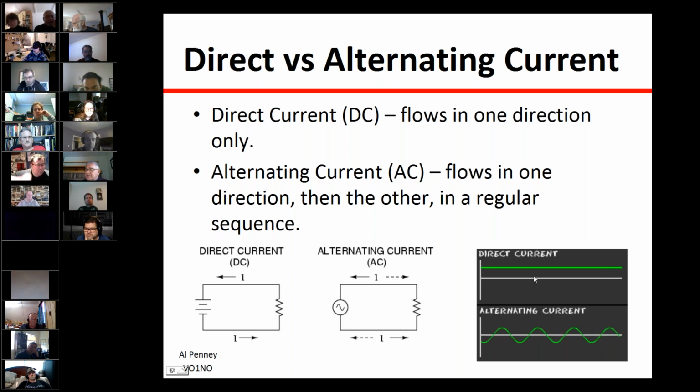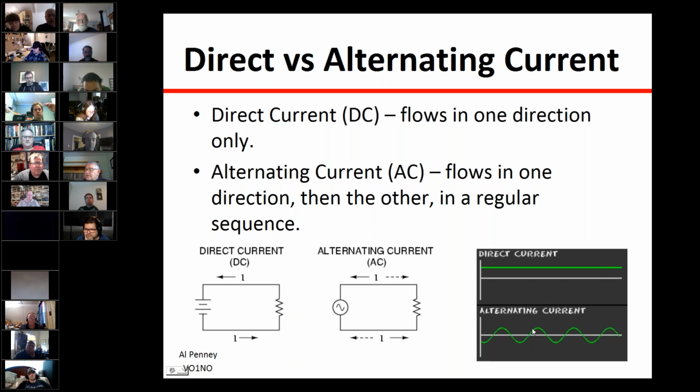If we were to look on an oscilloscope, this is time and this is voltage, positive voltage, negative voltage. The direct current would just be a straight line all the way across, doesn't change. Alternating current forms a sine wave. Positive, then negative, positive, negative, positive, negative. So it alternates. Now there are reasons for using alternating current in our home.